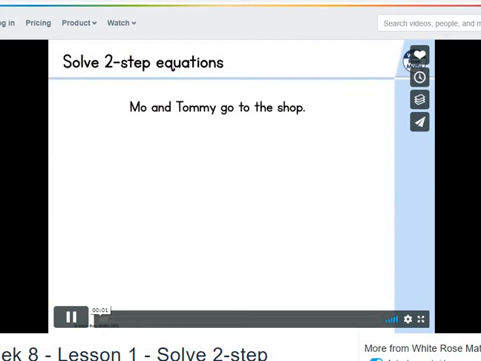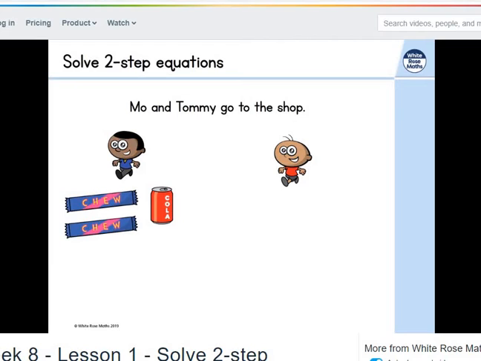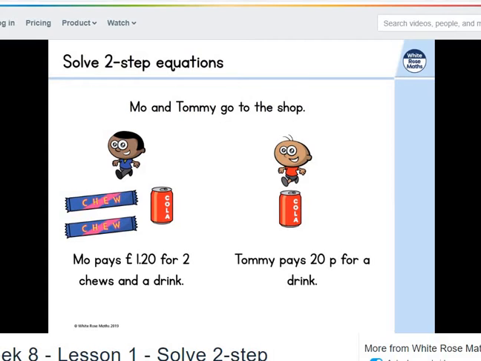Hello there and welcome back. Today we're going to look at solving some two-step equations and we're going to start off with a bit of a story. Our friends Mo and Tommy go to the shop. Mo buys 2 chews and a can. Tommy just buys a can. Mo pays £1.20 for 2 chews and a drink. Tommy pays 20p for a drink. So the question is, how much does a chew cost?